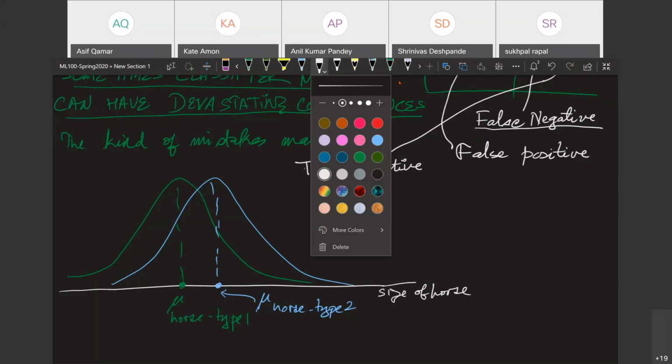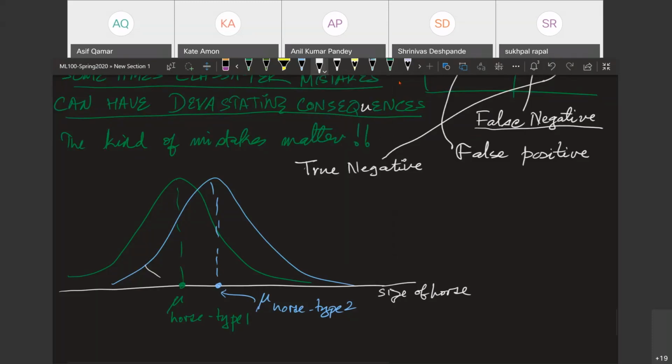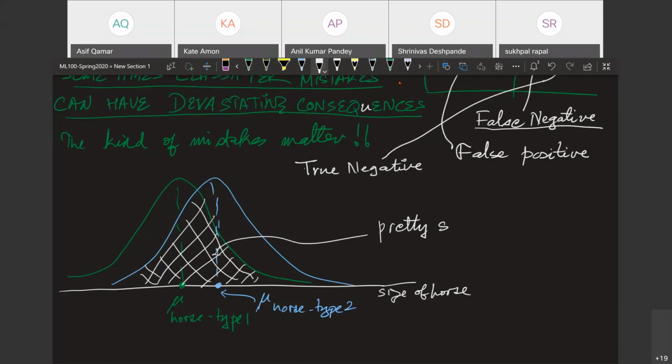What should I say? This entire region, let me mark it this way. Let's say a pretty significant overlap region. So what will happen is, let's make a decision boundary.